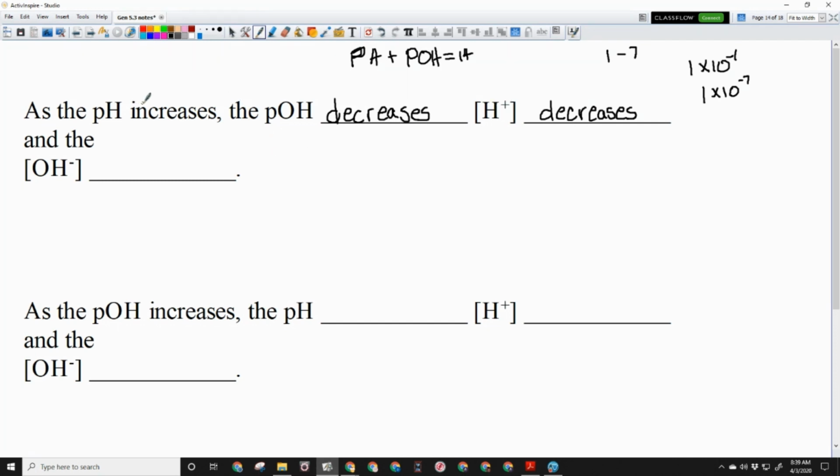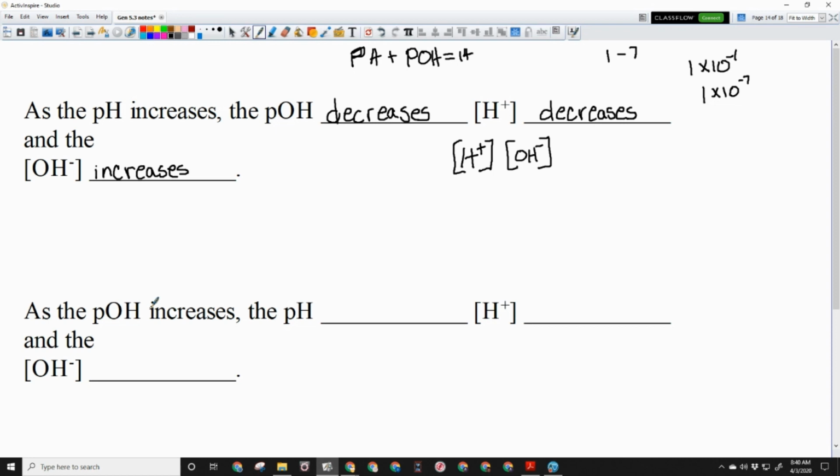Okay, and as the pH increases, the OH also increases. So as we're going up from 1 to 7, this is getting lower, but this is getting higher. Remember, the hydrogen ion concentration and the hydroxide ion concentration are in a balance with each other. So as this one goes up, this one goes down. As this one goes down, this one goes up, because it's a balance between these two in a solution at any one time.